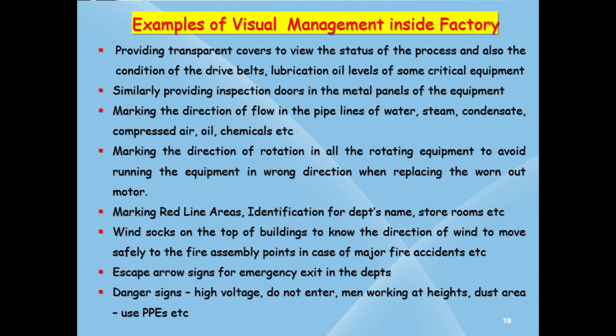Marking red lines for shifting the unwanted items, providing wind socks on the top of the highest building to know the direction of the wind. This will be very useful during moving to assembly points in view of major fire hazard. Marking emergency exits in the departments. Danger signs like high voltage current, do not enter, men working at heights, dust prone area, use PPEs, etc. are some examples in visual management.